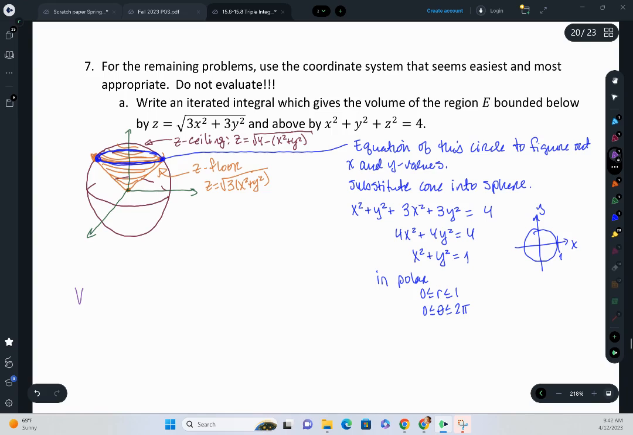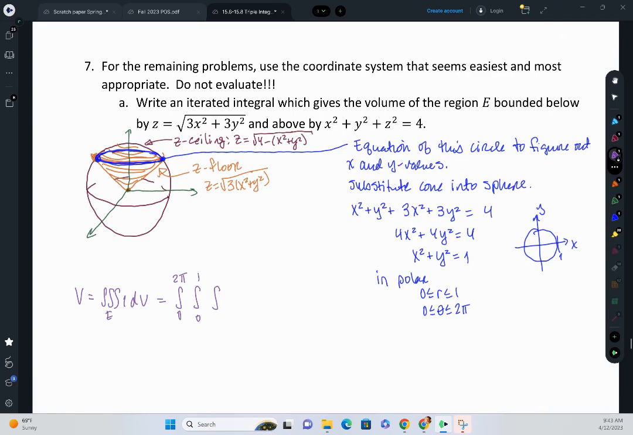The volume integral, if you recall, is a triple integral over E of 1 dV. But if I'm going to go to cylindrical, then I have my r bounds, my theta bounds, and my z bounds. I'm actually going to do theta last. So theta goes from 0 to 2 pi, r goes from 0 to 1. For the z bounds, we're going from the floor, which is the square root of 3r squared, which is the square root of 3 times r, for a lower bound.